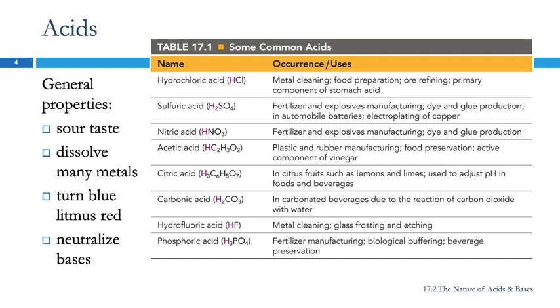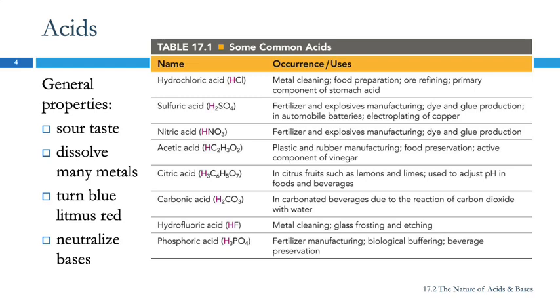And so litmus paper, you can have red paper or blue paper, and in the presence of acid, blue litmus paper will turn red. And red litmus paper will turn blue. And so you can tell if something's acidic or basic. And acids also neutralize bases.